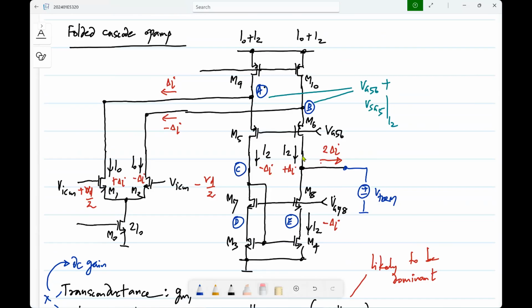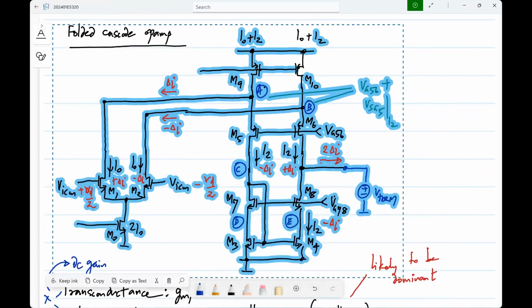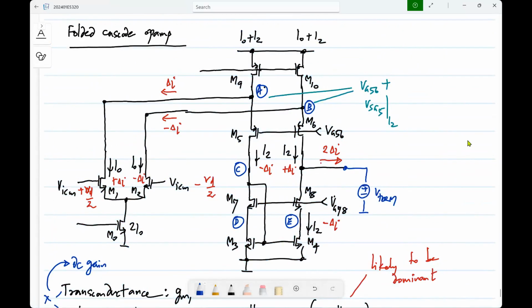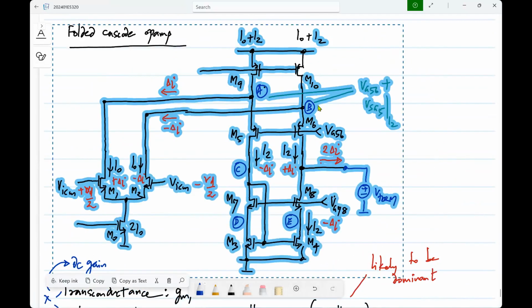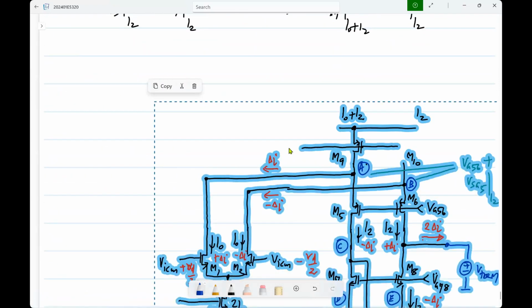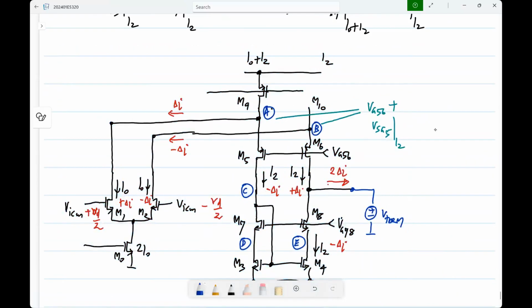So if you do have current sources from there, let me remove some of this stuff.